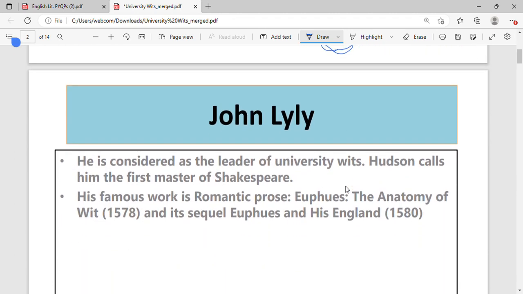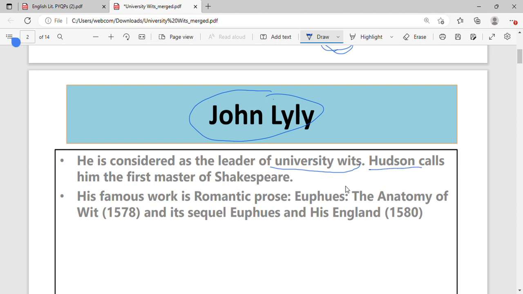Okay, so here we have John Lyly. John Lyly is called the master and the head of the University Wits. That's the reason we put him at the front, in the first place. Hudson, who wrote a book on the history of British literature, says that he is a master of Shakespeare.